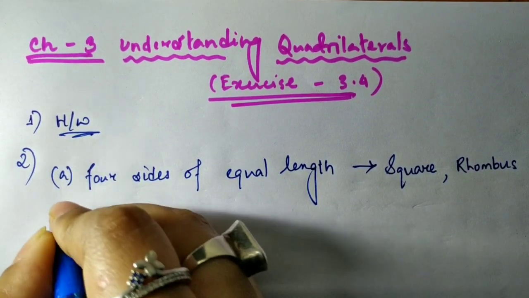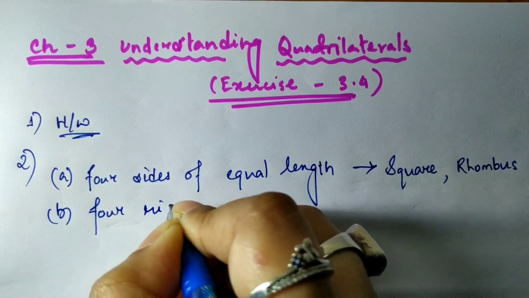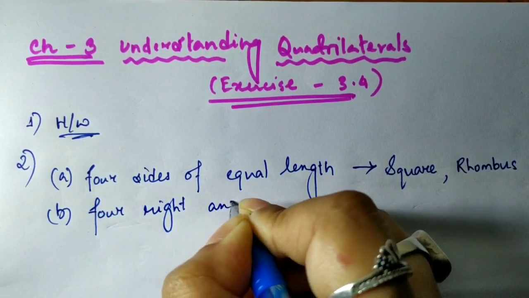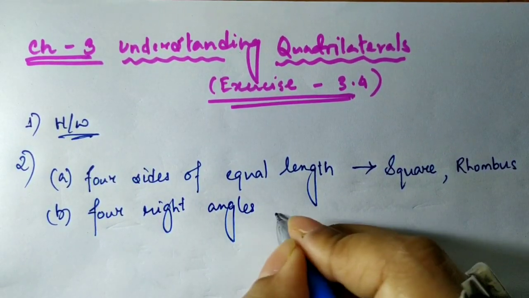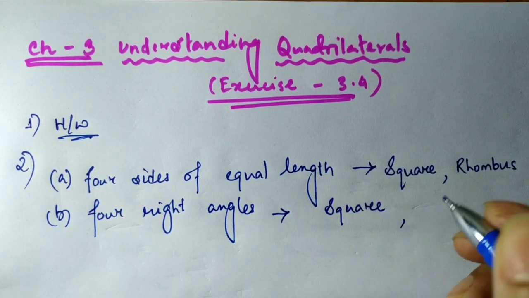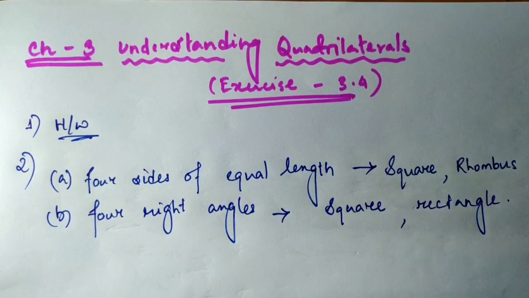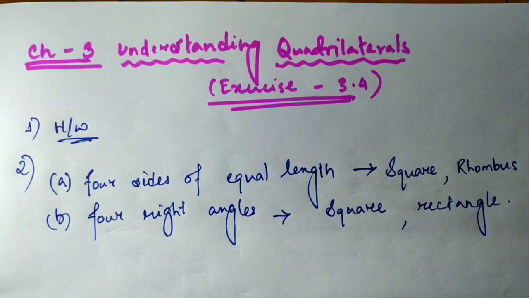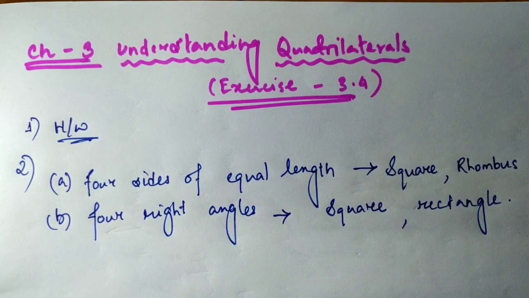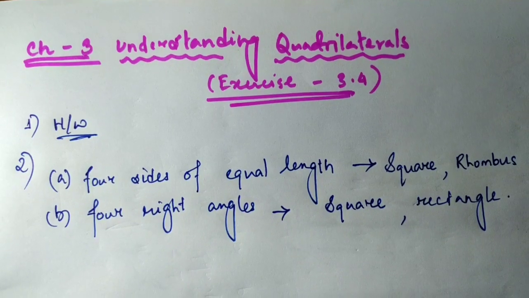Then B, the quadrilaterals that have 4 right angles. So the quadrilaterals that have 4 right angles are what? Again the square, rhombus no. The next one is a rectangle. If only one quadrilateral is asked, then you have to write the name of one. If all the quadrilaterals are asked, then I am writing whatever is required.